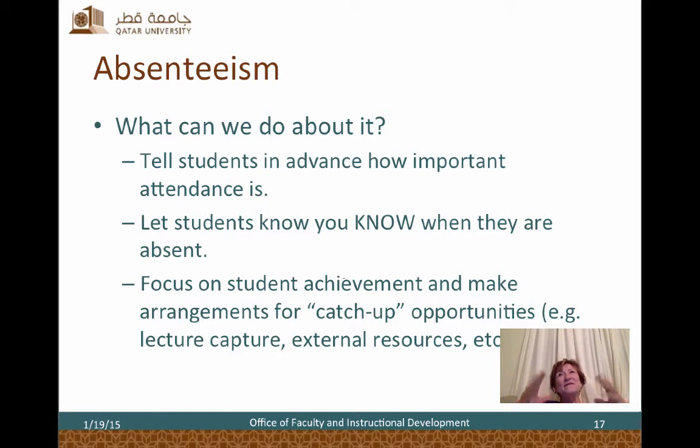Some of the things you can do is think in advance so that if one student is absent or 20 students are absent, they can use the same materials. Lecture capture is wonderful. Having notes and external resources posted on the web is great. Any opportunities you can give them to catch up will mean they will miss fewer classes in the future. It seems opposite, but if they get behind, they will start missing more and more because they can't catch up.